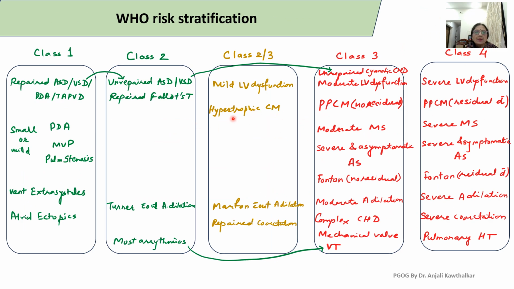Again, to make it simpler horizontally, I have created this slide, WHO's stratification, to show the similarities. Class 1 and class 2: we have repaired ASD, VSD in class 1, whereas unrepaired ASD, VSD is there in class 2. Along with ASD, VSD, we have repaired Tetralogy of Fallot also in class 2. Here we have repaired ASD, VSD, PDA, and total anomalous pulmonary venous circulation is also there.